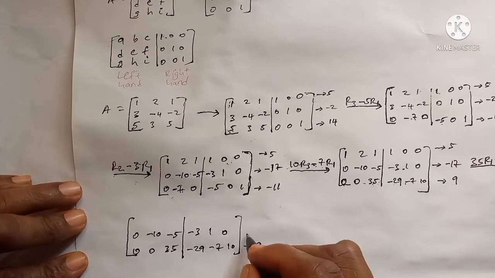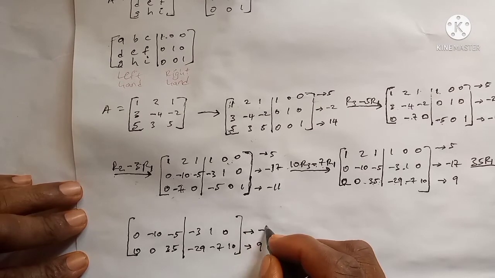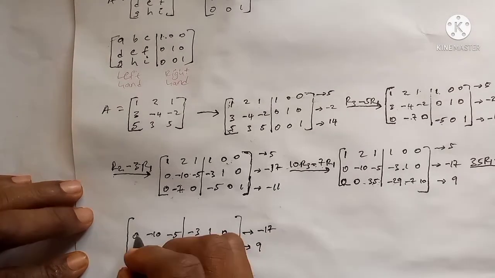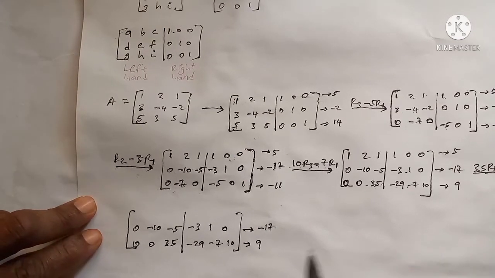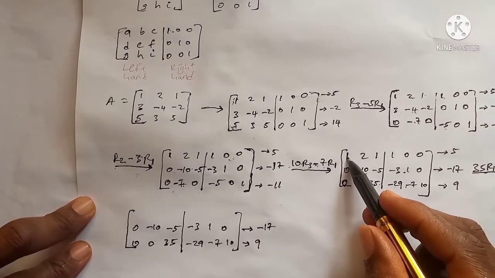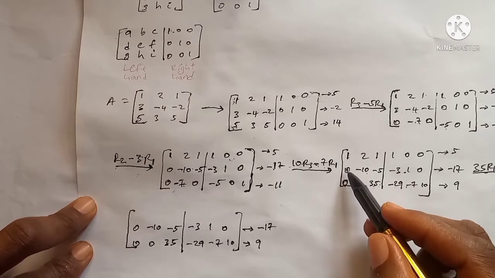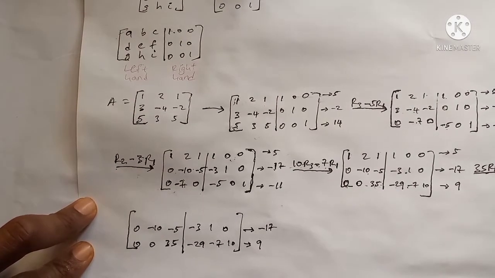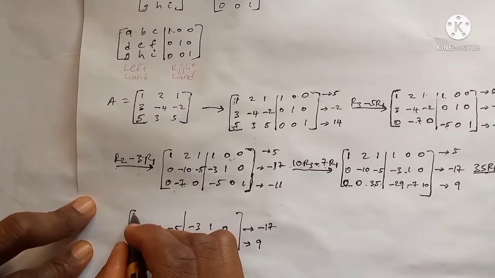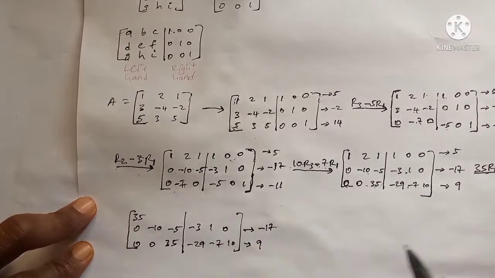Then this is 9, and then this is 7 minus 17. Okay, 35 R1 minus R3. Now 35 times 1 is what? 35 minus R3, which is 0. 35 minus 0 will still give us 35. Now we come here and write 35.